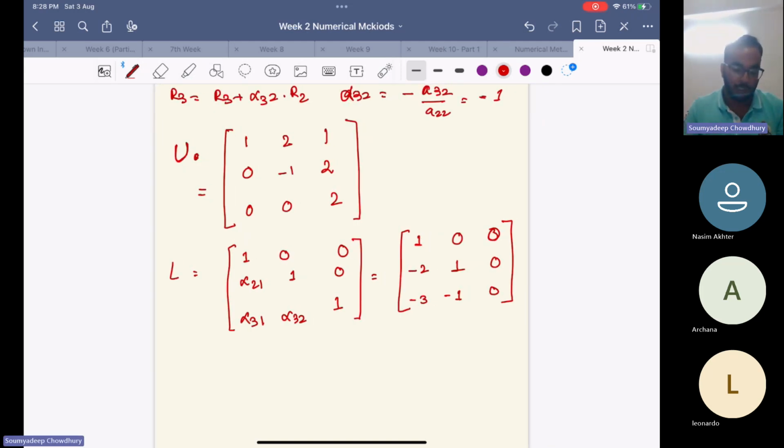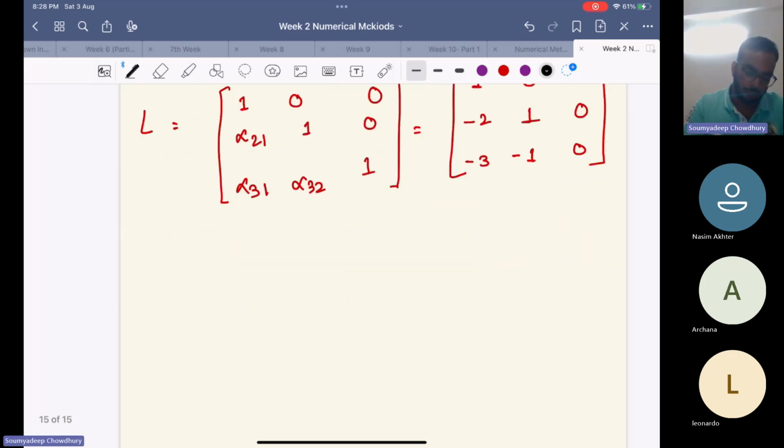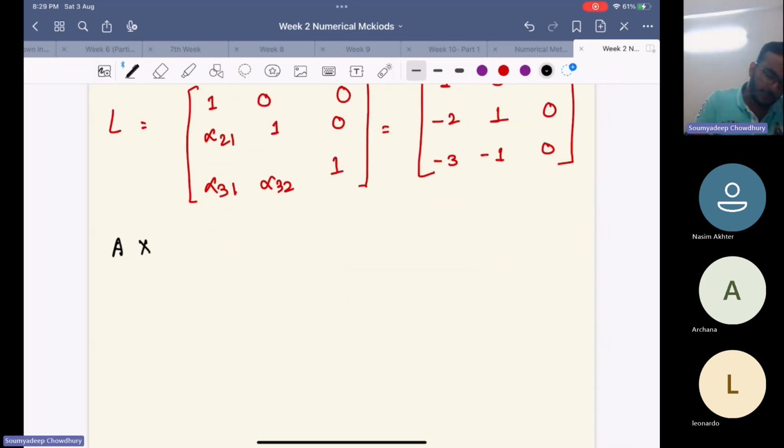Okay, so we have got L and U. So now we will substitute. We had basically AX equal to B, right? We replace A as LU. So it is LUX equal to B. Now we replace UX equal to Y. So LY equal to B.